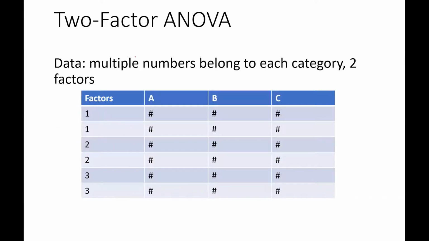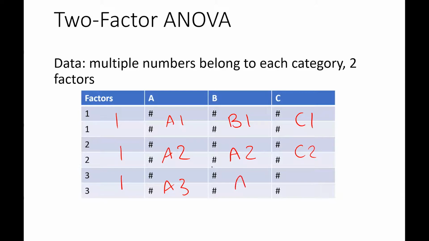The 2-factor ANOVA should be pretty fresh. So your data has multiple numbers belonging to 2 categories. So now we have factors A, B, and C, but we also have factors 1, 2, and 3. And we have numbers for each of those combinations. So we have A1, B1, C1, and we're calculating the means of each of these combinations. You guys get it. You know what I'm trying to do.